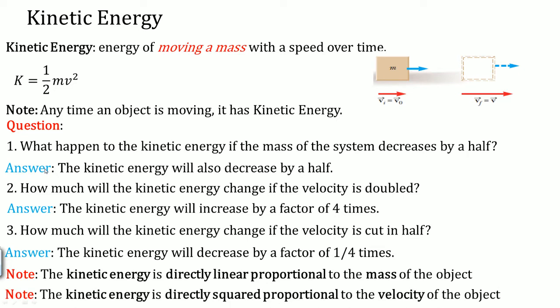Then we would say that the kinetic energy is directly squared proportional to the velocity. The squared part comes from that number being squared to the exponent of 2. When it doubled, it went to a 4. When it was halved, it went to 1/4. That number squared. That's why you would say that the kinetic energy here is directly squared proportional to the velocity of the object.